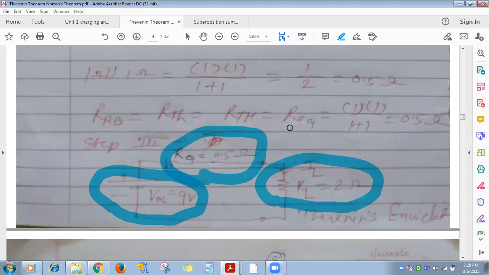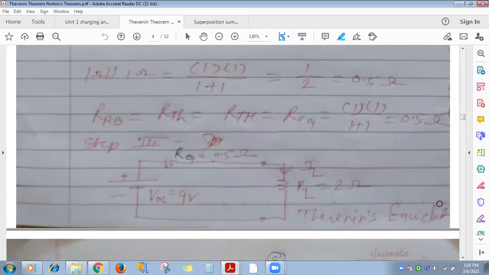Answer is 3.6 ampere. You can check when I go down. So, clear Thevenin's equivalent circuit?